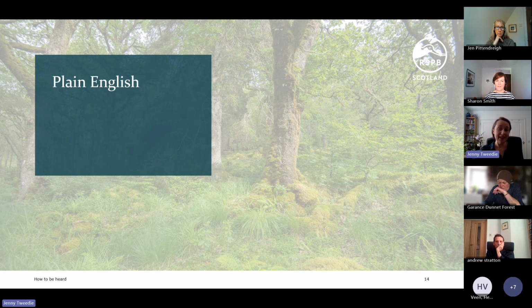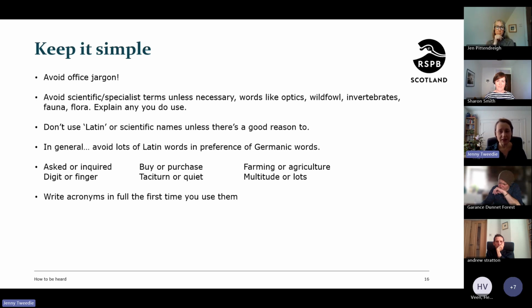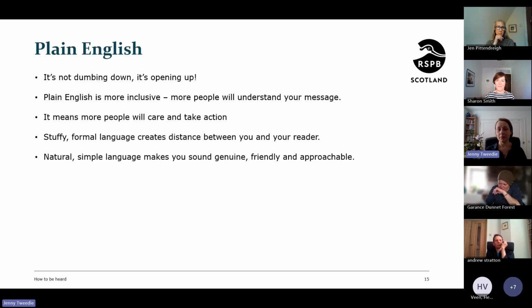A little bit about plain English. In all my years in conservation, I hear the term dumbing down a lot. I've heard the word dumbing down an awful lot when you say, I want to write this in simple terms. Writing things in simple terms and using plain English is not dumbing down, it's opening up. It's a very inclusive way of talking to people, and it helps people to understand what you're trying to say.